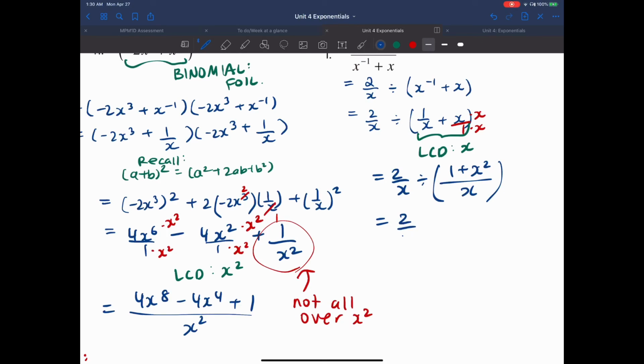As a next step, I'm going to multiply by the reciprocal. So I have 2 over x times x over 1 plus x squared. I have to have brackets on my binomial on the bottom. Meanwhile, I notice that some terms cancel out, so I show that. And then I will have 2 over 1 plus x squared as my final answer.